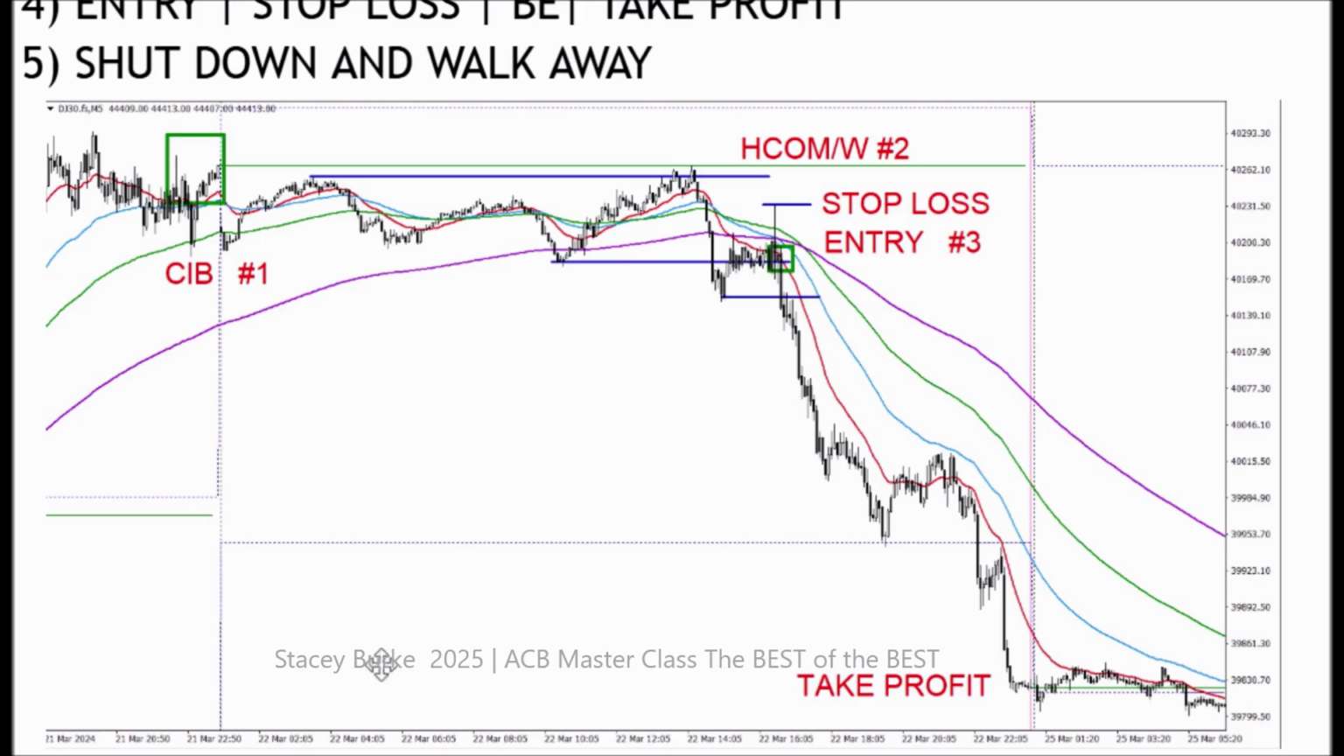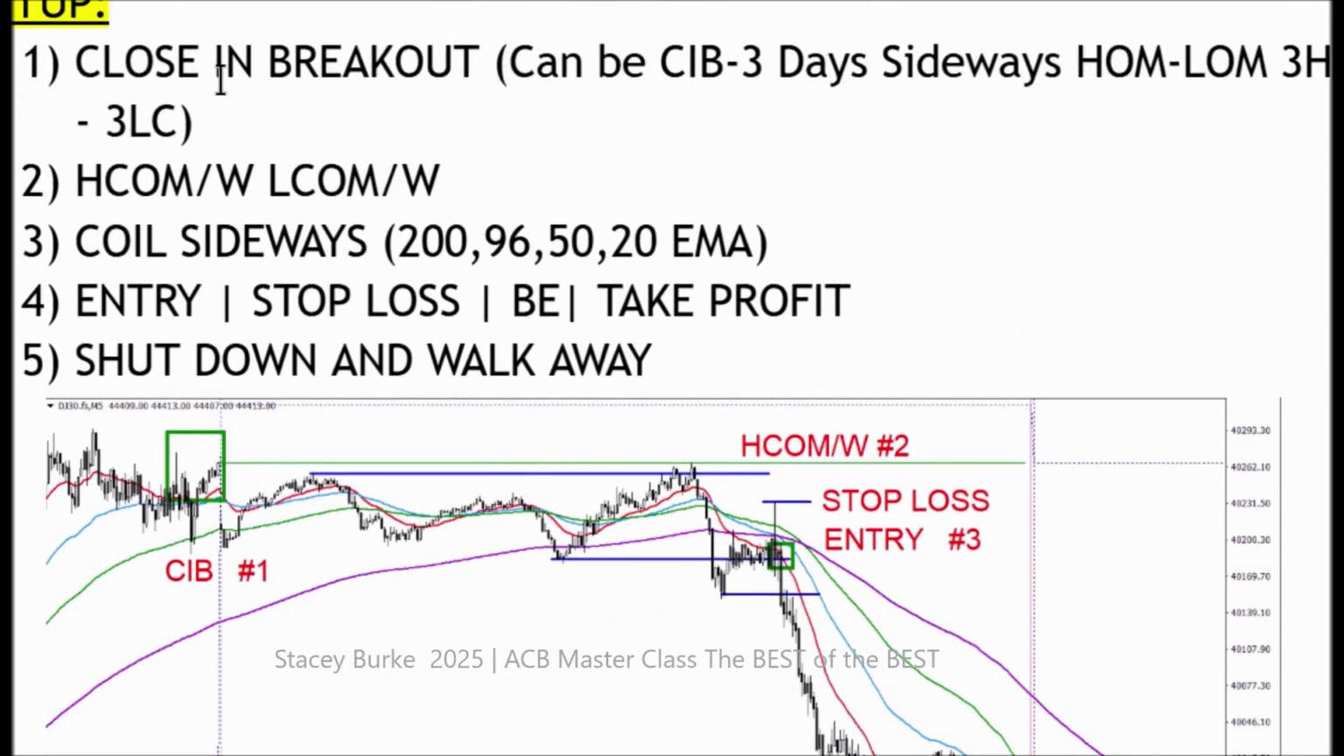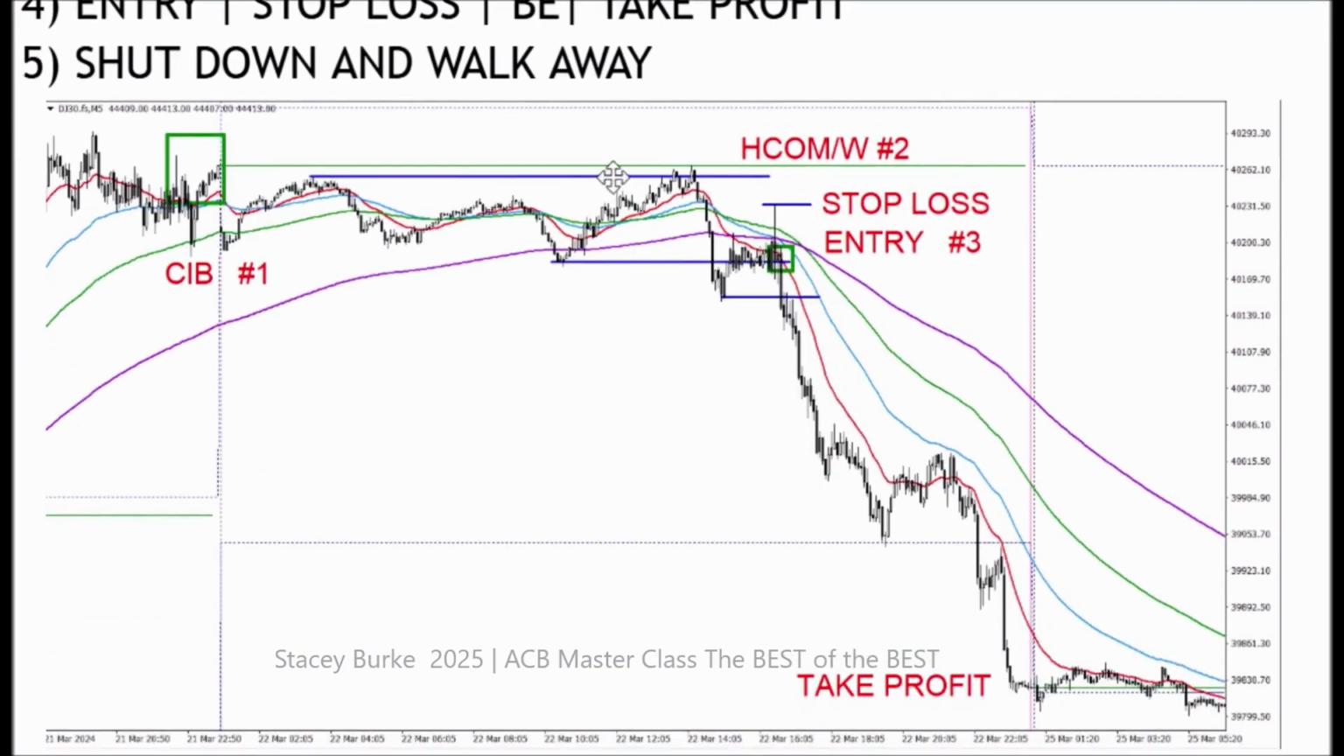Now we're going to see some markets that may break out again and pull back and coil sideways. We may see some markets that have already broken down and left the station. We're not trading those. We're talking about the New York session entries. But the simple steps are to follow the process. Close and breakout, highest closing price of the month or week, or the lowest closing price of the month or week, entry, stop loss, take profit levels, walk away.